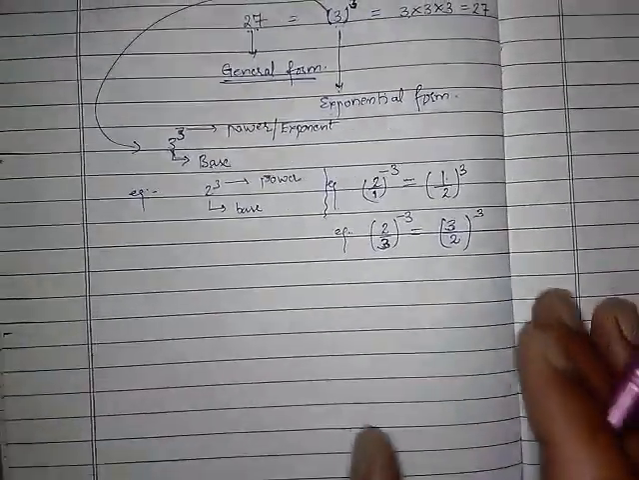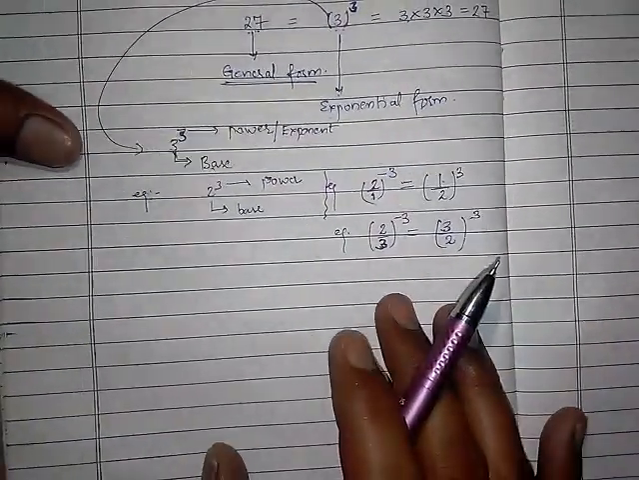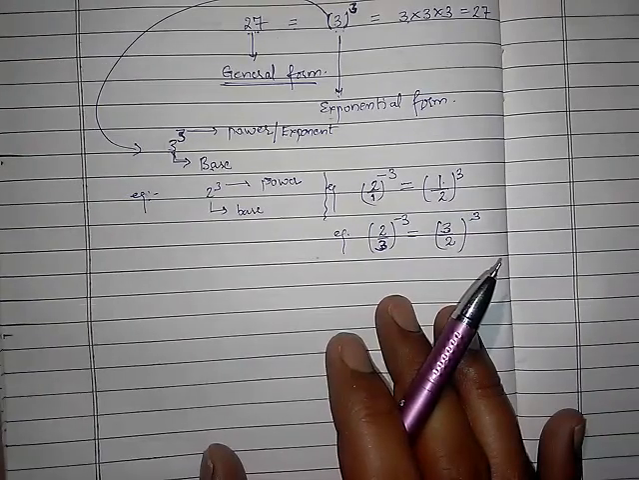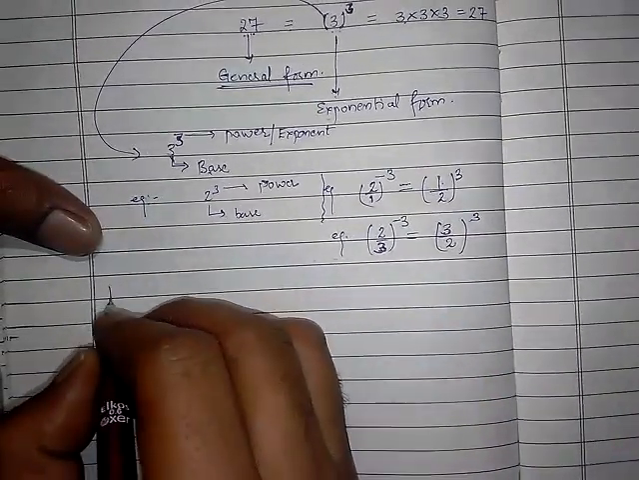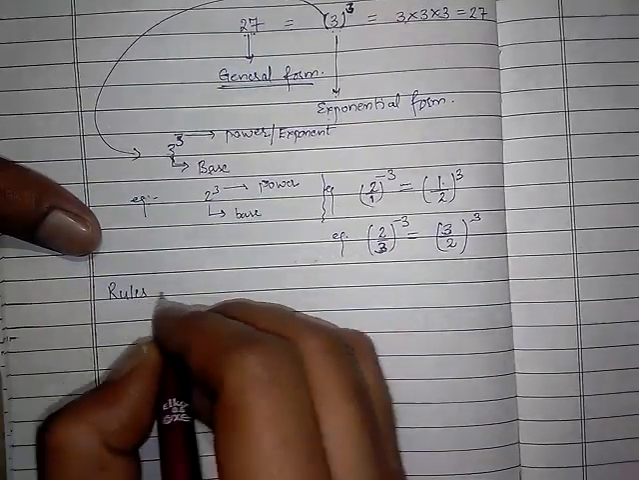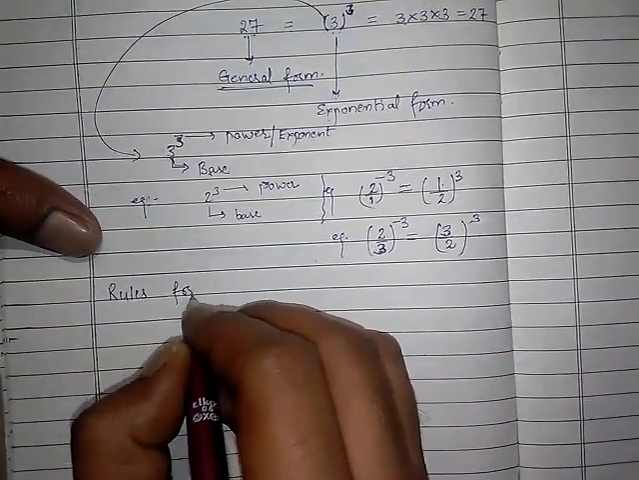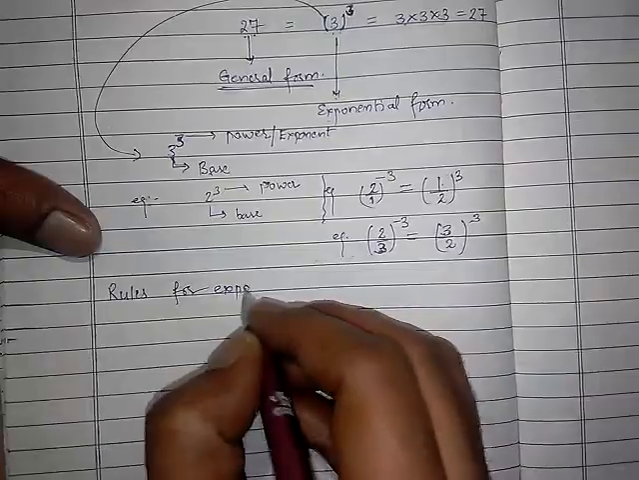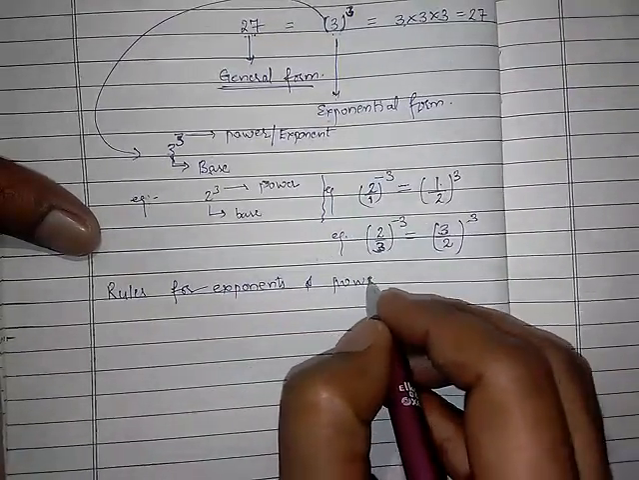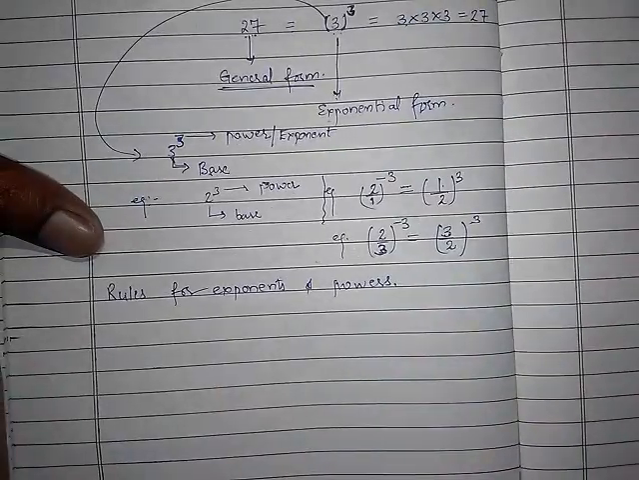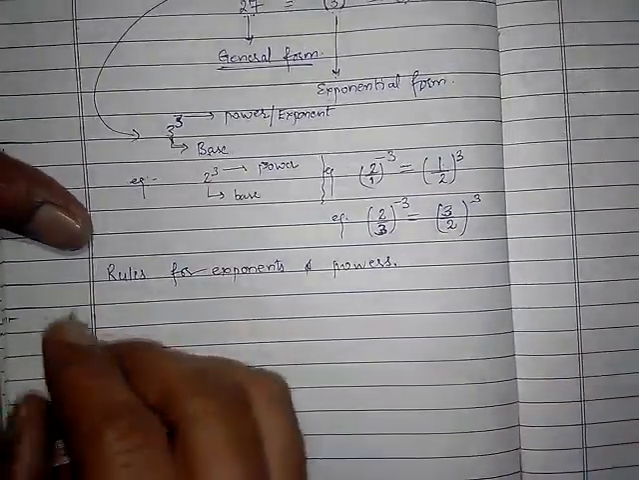Clear? Now after that, the most important part of this chapter is the rules for exponents and powers. So our next topic is rules for exponents and powers. Let us discuss the rules.